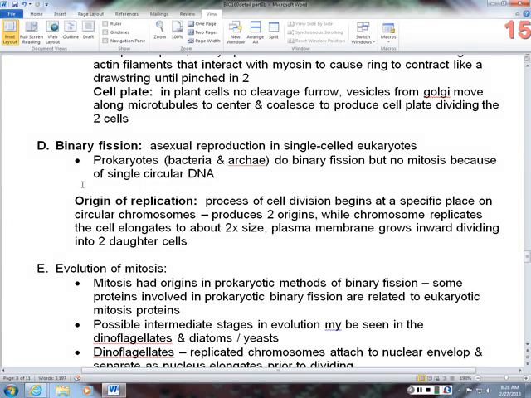And so your plasma membrane is going to start to grow inward after you've grown the extra chromosome, to divide into two daughter cells.